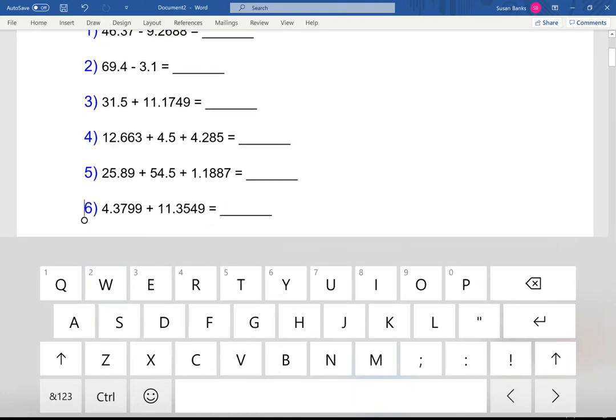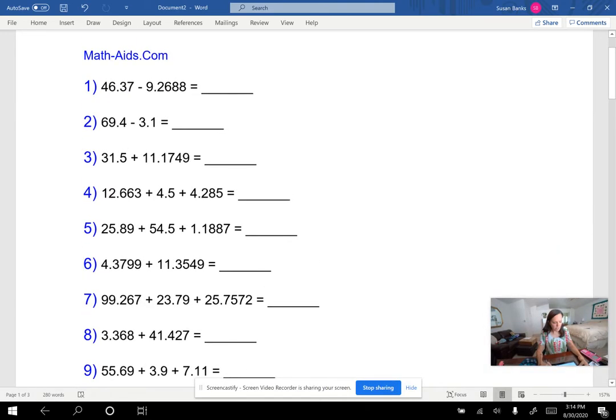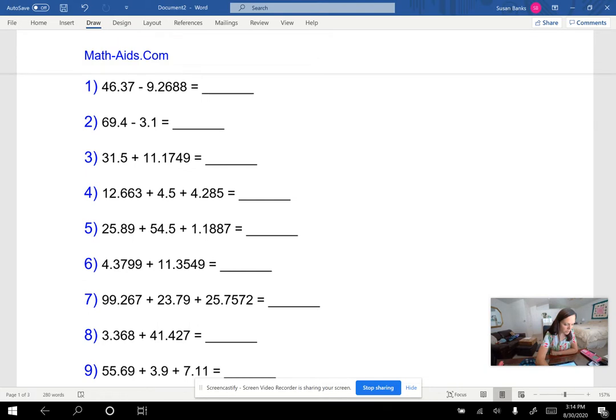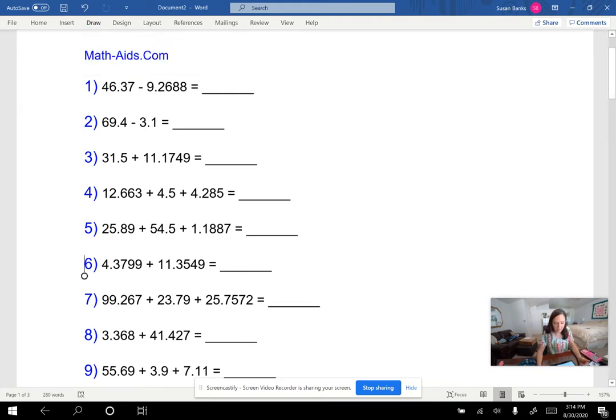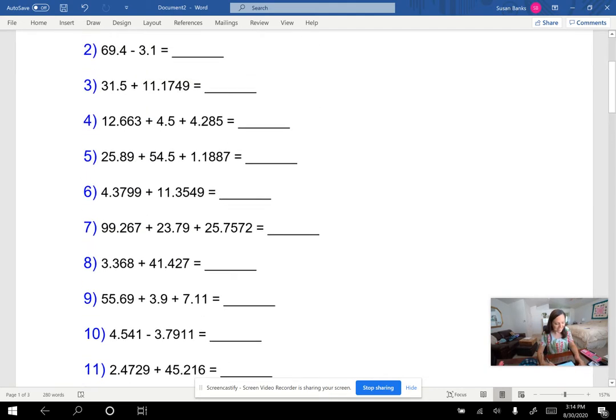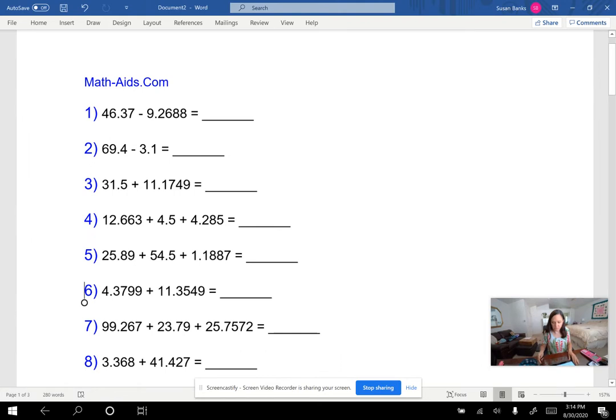So number one, we've got 46.37 subtract 9.2688. Now, the thing that's really important to understand with significant figures with addition and subtraction is we are really looking at place value. So we can only report an answer to the least accurate place value that we have. If we look at number one, we have place value to the hundredth here, and here we have to the 10,000th. So here we're really going to be stuck to the hundredths place.